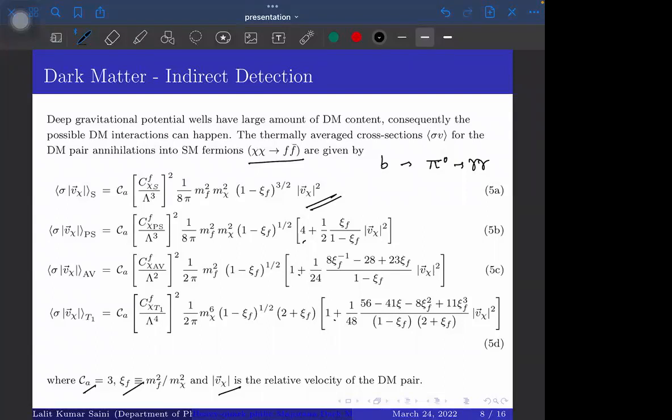One more thing: in the early universe, the dark matter was present at very high temperature, so the relative velocity was also very large. For the relic case, it was around 10 to the minus 1 of the speed of light. But in, say, the center of our galaxy, it is around 10 to the minus 3 c, and for the dwarf spheroidal galaxies that I'm using, it is 10 to the minus 5 c. And I'm using dwarf spheroidal galaxies.